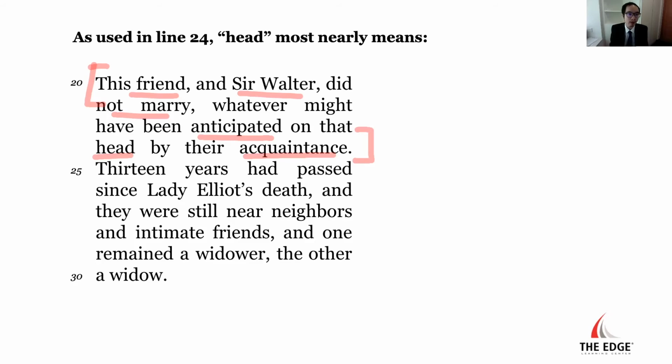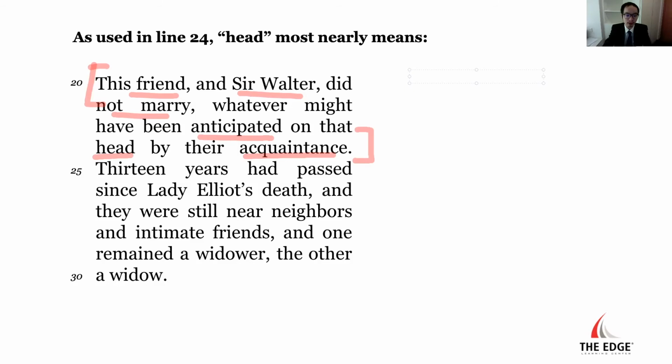Okay, look at how the word head is being used. The acquaintance was anticipating a marriage on that head. That kind of possibility, that scenario, that situation. So let's put down some predictions for what head can mean. That's what we would do after we establish the context in which the word was used. We come up with predictions for what the word may mean.